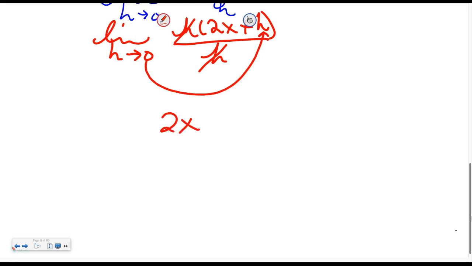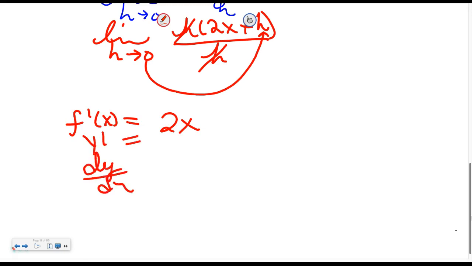What is 2x in this scenario? 2x is the derivative, which is the slopes of the tangent lines. I can write that 3 ways. I can write it as f prime of x. I can write it as y prime of x. I can write it as dy dx. Sometimes you'll even see it as d, and then it'll have the y in here, over dx. All of this is saying the derivative is twice x.